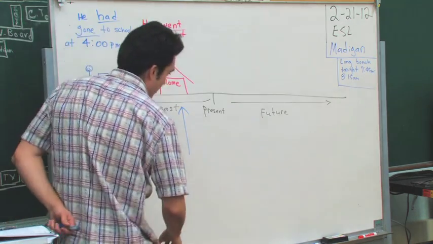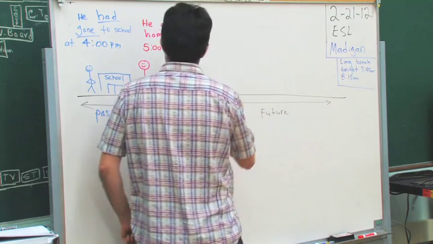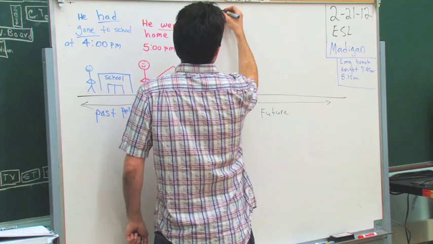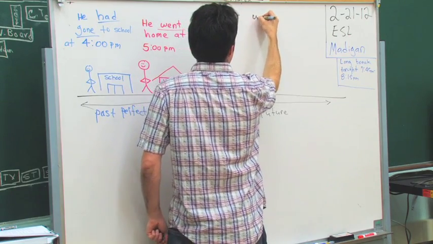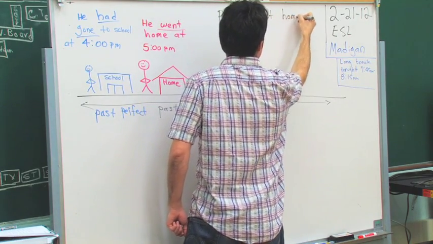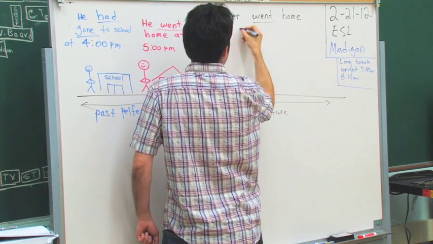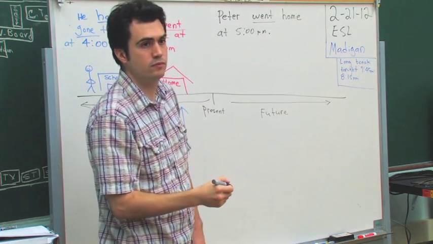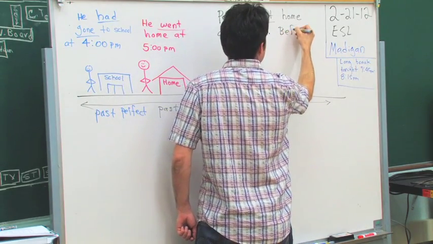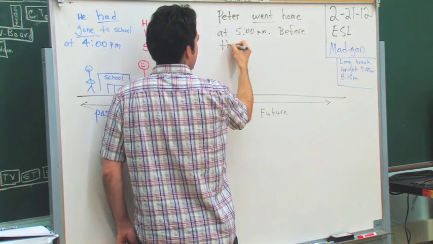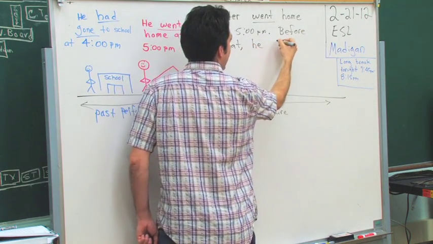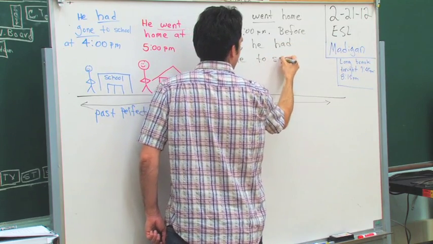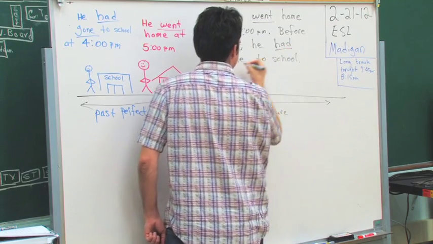Okay. Let's do another example. What's his name? Peter. So, Peter went home at 5 o'clock p.m. Right? Before that, he had gone to school. Had gone.